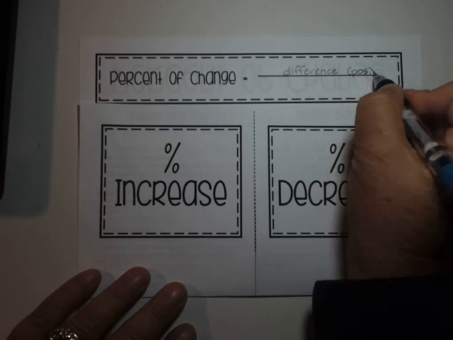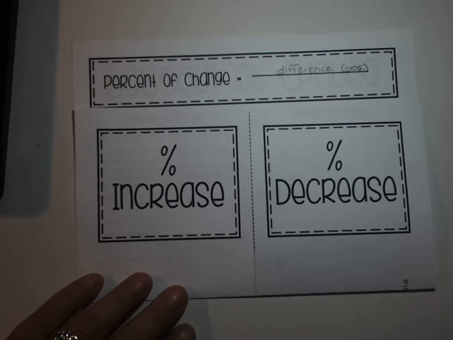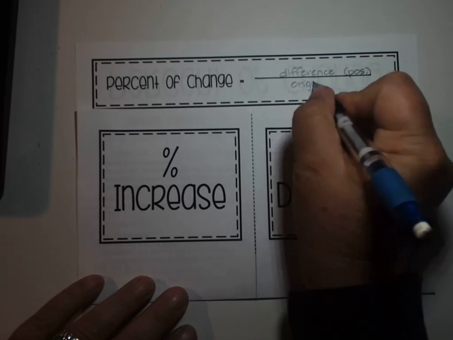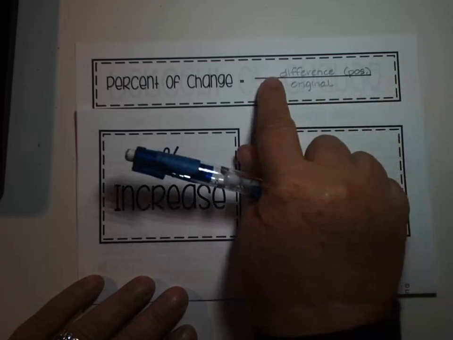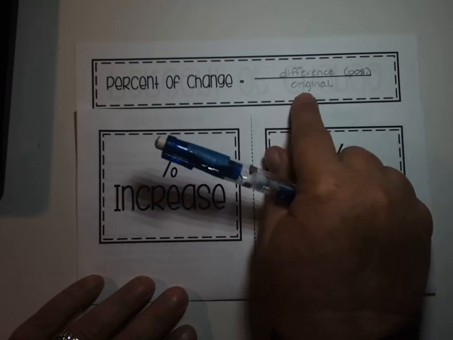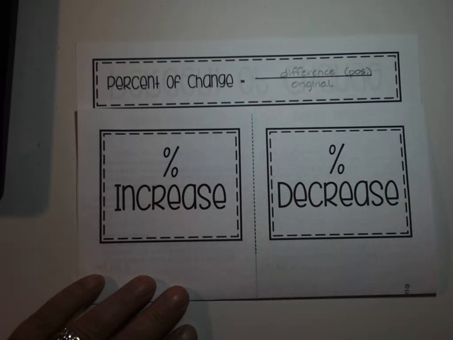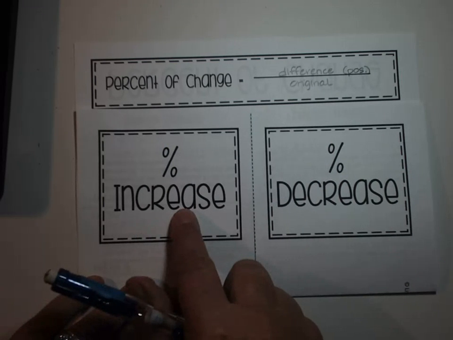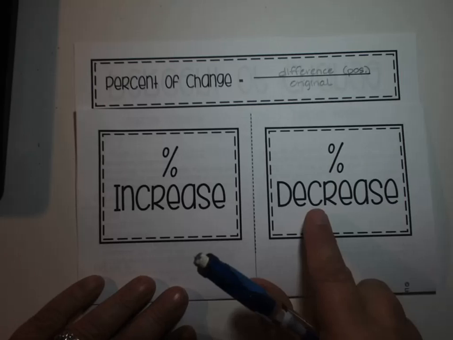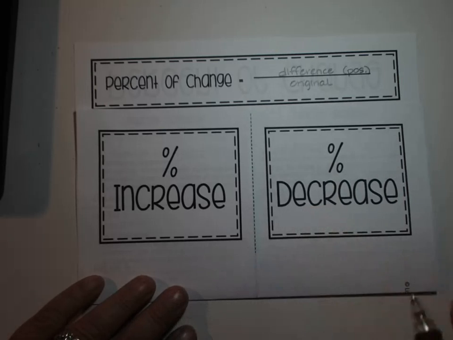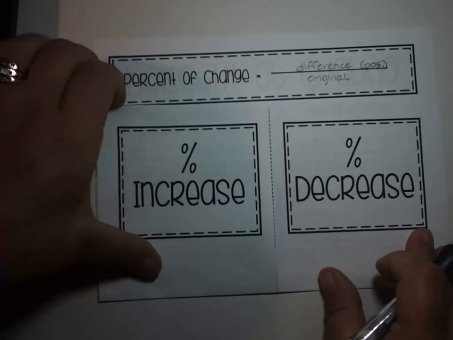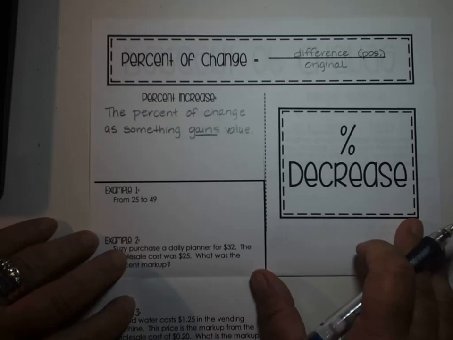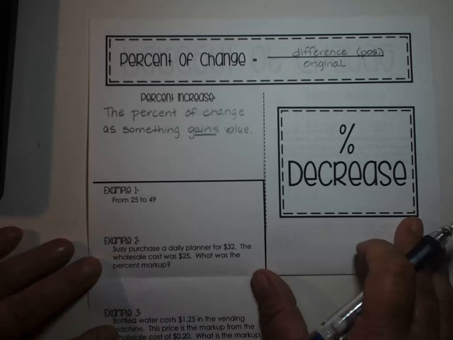You don't ever want a negative number. The difference of the values over the original number. Remember, you have two numbers, so you're going to find the difference, subtract them, over the original. Now, the two numbers may start low and get higher, which is called percent increase, or it may start higher and become lower, that's called percent decrease. So, percent increase is the percent of change as something gains value.